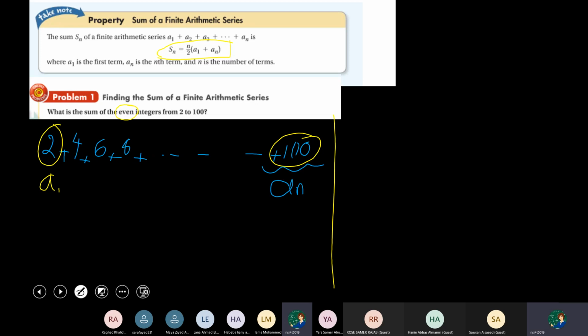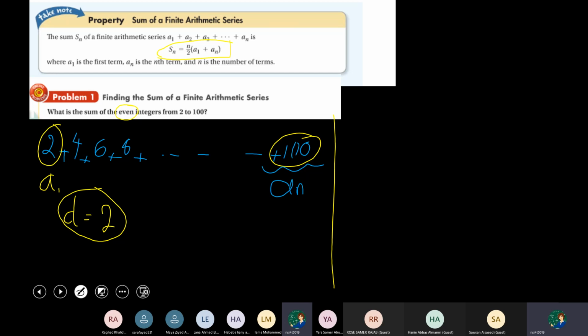Now, who can find the common difference here? D. Who can find D? It is 2. Because he told me it's even integers, so they are 2, 4, 6, 8, etc. So the D here, or the common difference, is 2. 100 divided by 2? Wait, please. Here, you can say it's 100 divided by 2, yes.